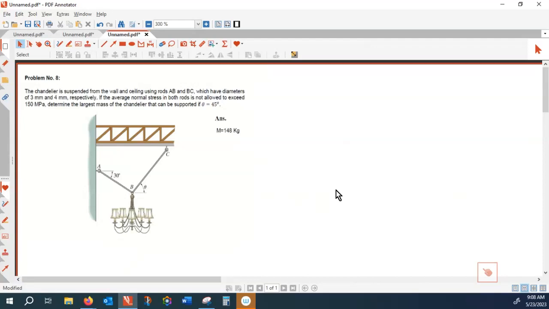Now, let me explain. This is a chandelier which is suspended by 2 cables. The cables have different cross sections, and we could find the stresses inside each cable. In an ideal case, both cables are under the same stress. If one of the cables is more stressed than the other one, you're wasting material. You know what I mean?